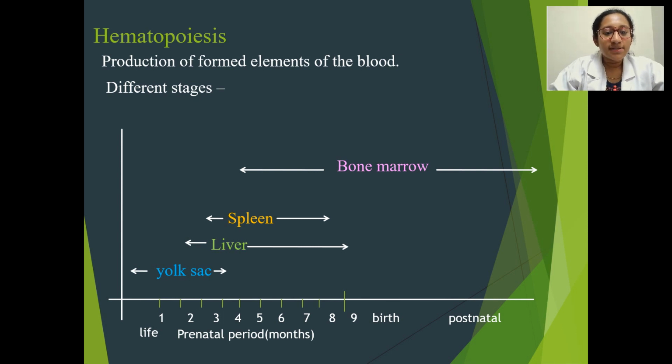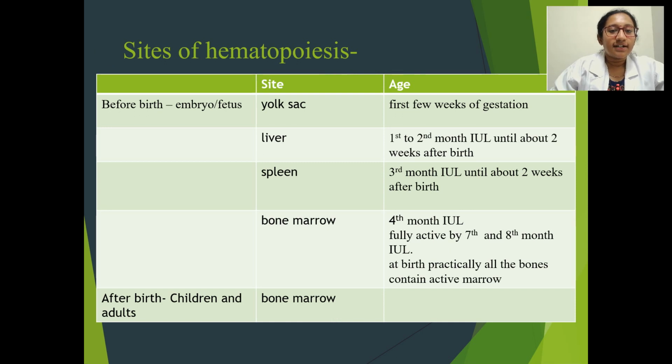So this happens in different sites in different stages of life. So in the prenatal period, that is before birth, it generally happens in the yolk sac initially in the first few weeks of gestation. Later, in the first to second intrauterine life, till 2 weeks after birth, liver and spleen take over. Then from the fourth month of intrauterine life till the birth and after that also bone marrow will be the main active site of hematopoiesis. And after birth, in the children and adults, bone marrow is the main site of production of these blood elements.